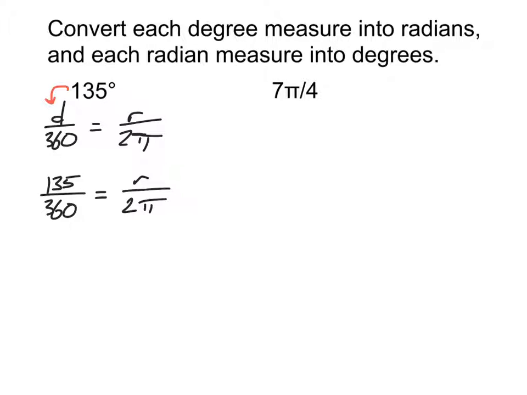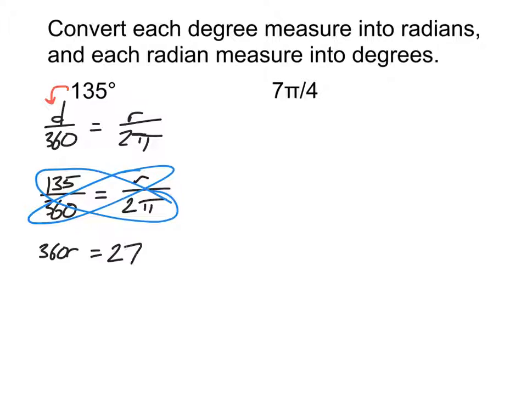And from here, it's a proportion, which we can solve by cross multiplying. So I'm going to go ahead and do 360 times r. Well, that's just going to be 360r equals the 2 pi times 135. When I do that, that gives me 270 pi.